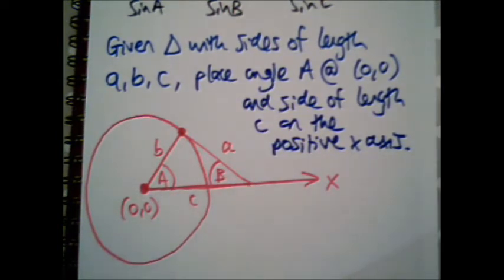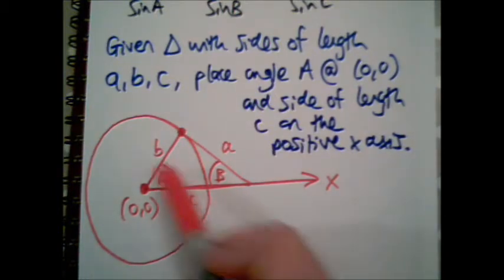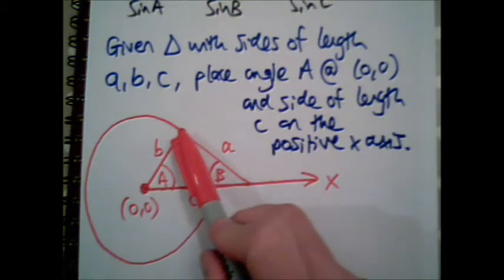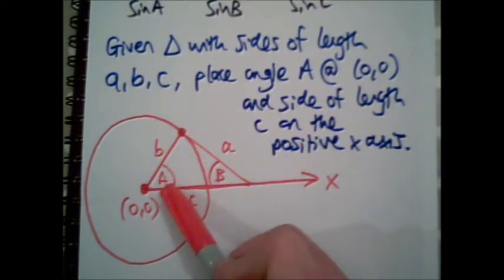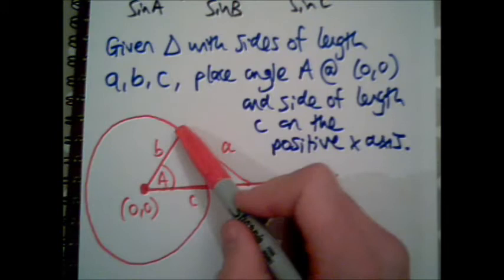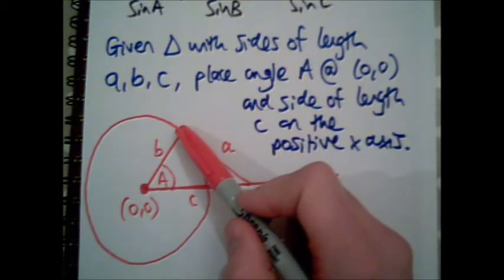Alright? Now, if you think back to the unit circle, on the unit circle, if b was 1, the coordinates at this point would be cos A and sine A, because that's the angle A there. And it wouldn't matter if A was acute, like it is, if A was 90 degrees, if A was obtuse, it would make no difference. The coordinates at that point are always cos A and sine A.